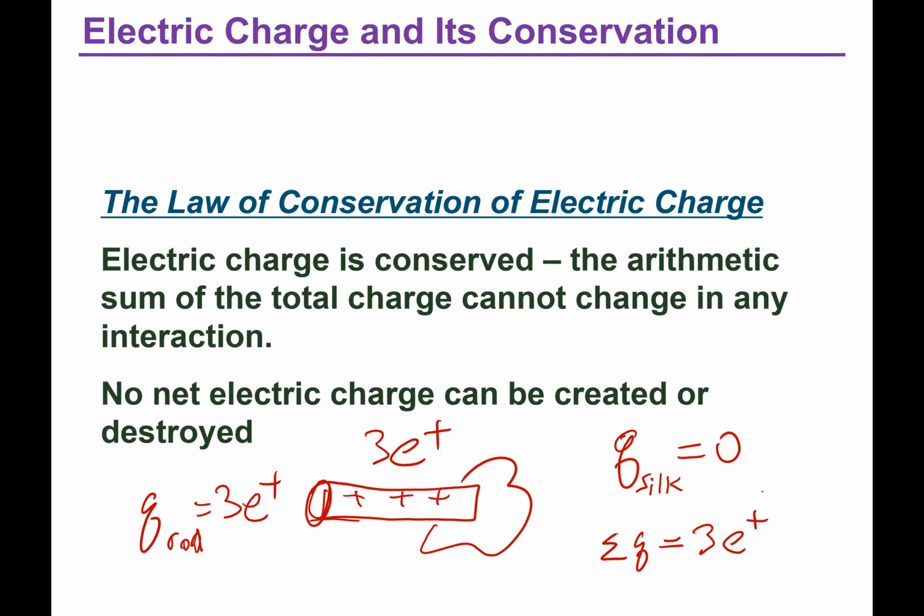Now, when I do the interaction, that means when I rub the rod with the silk, some of the negatives from here can go over there, or maybe some of them from there can come over here. But the idea is how much is moved from one to another.